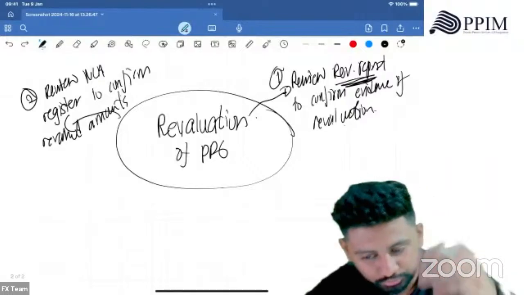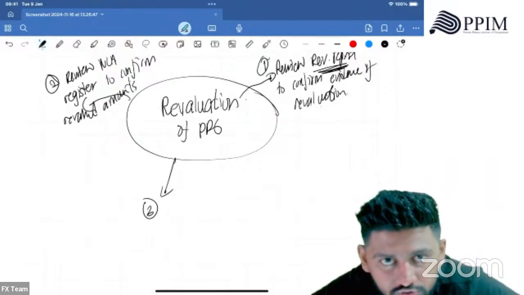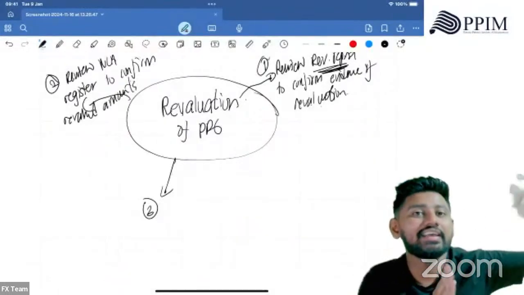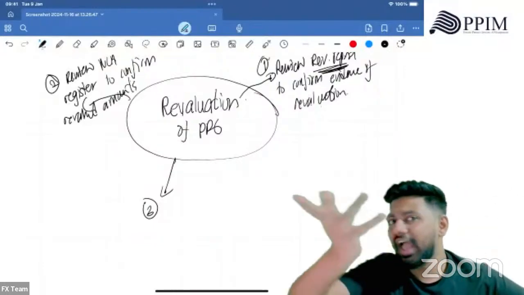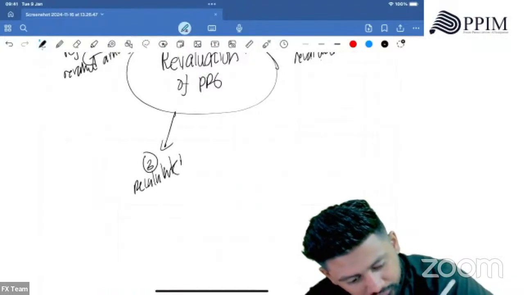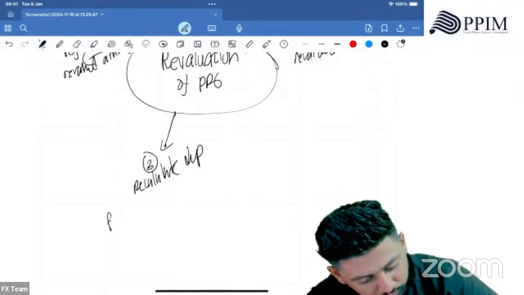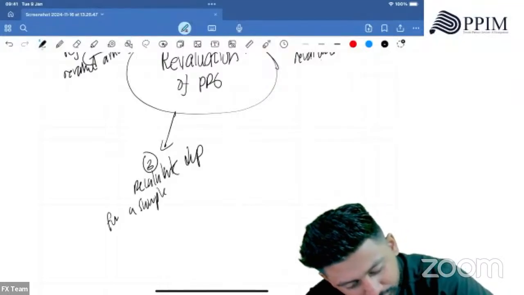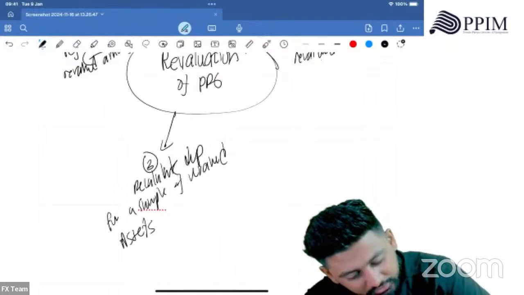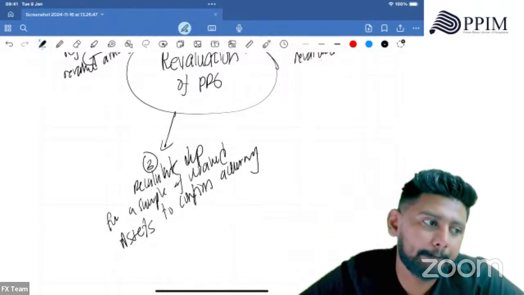Okay, someone has said depreciation. Superb. Now, after revaluation, you're going to depreciate, correct? So basically you revalue and you depreciate, meaning I am going to recalculate depreciation on the revalued amounts to confirm the accuracy of depreciation. So the next point could be: recalculate depreciation for a sample of revalued assets to confirm accuracy. Do you understand?